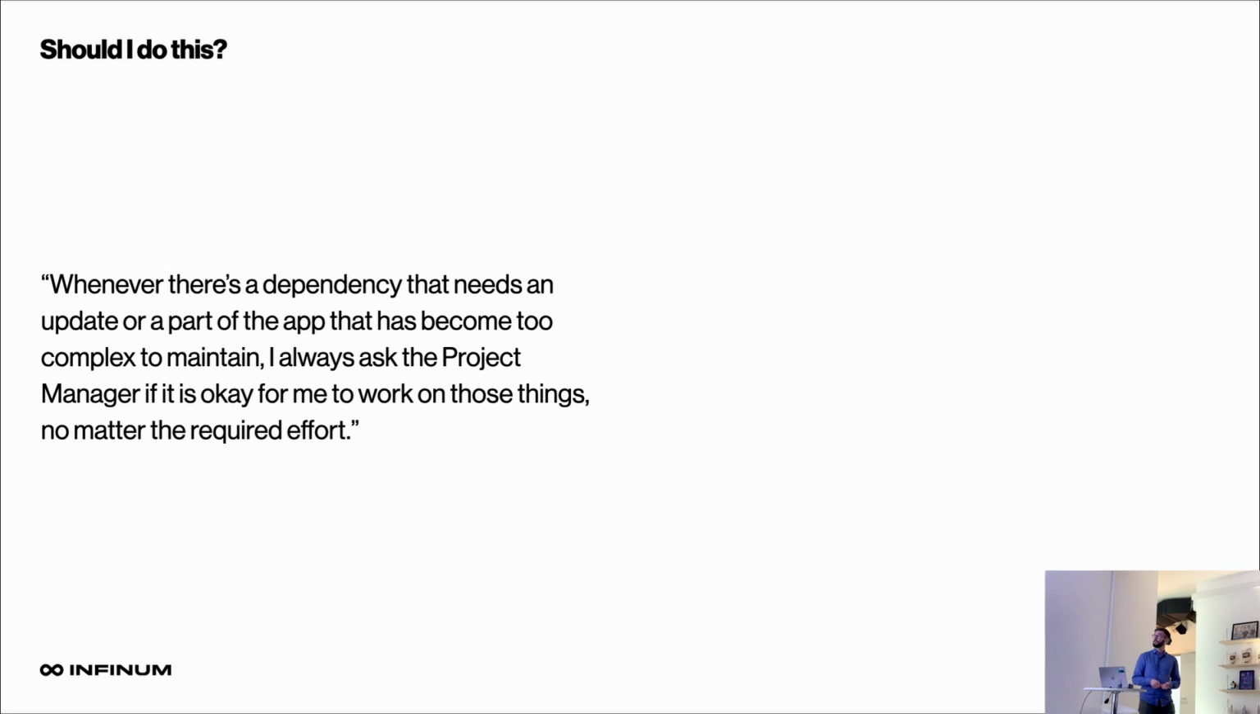So the first strategy, I called it "should I do this?" It says, whenever there's a dependency that needs an update or a part of the app that has become too complex to maintain, I always ask the project manager if it's okay for me to work on those things, no matter the required effort. Do you have any opinions on that? Is this good enough?